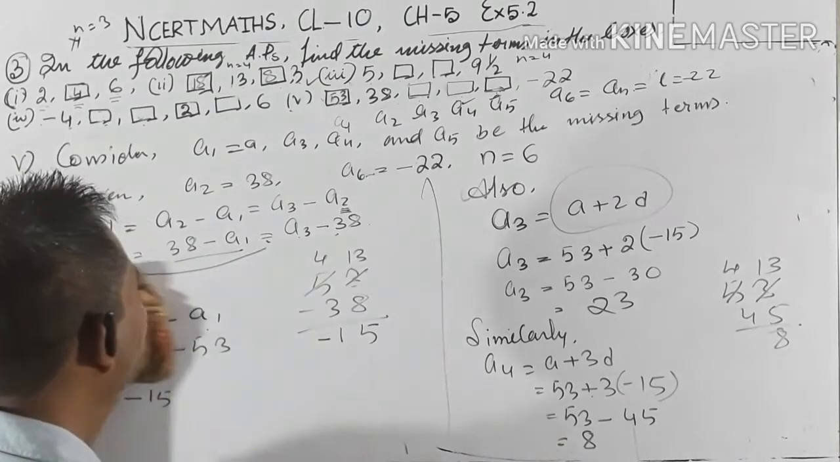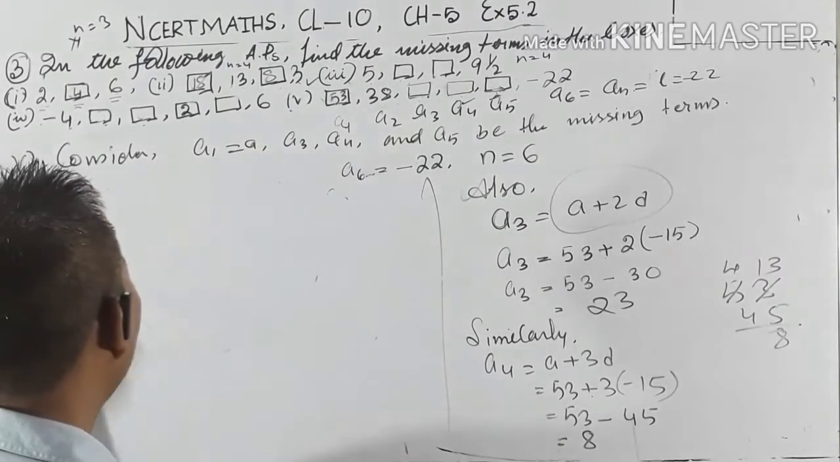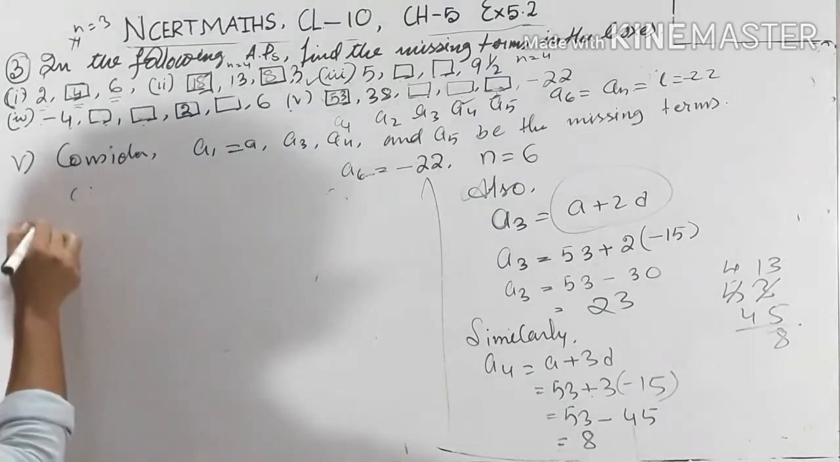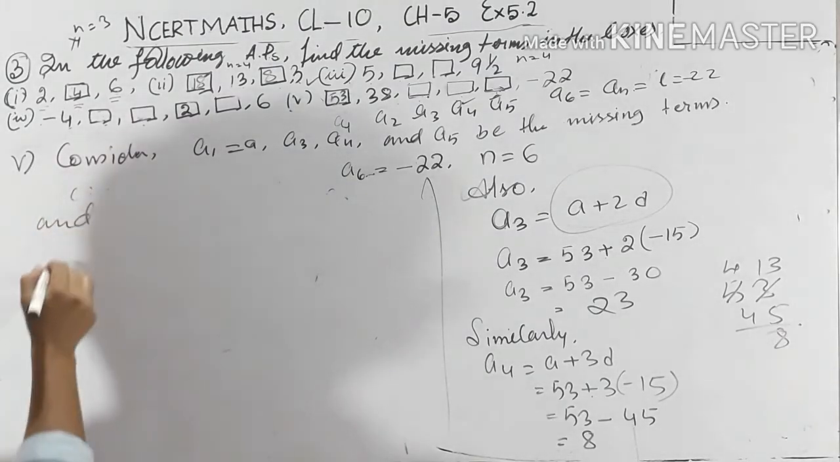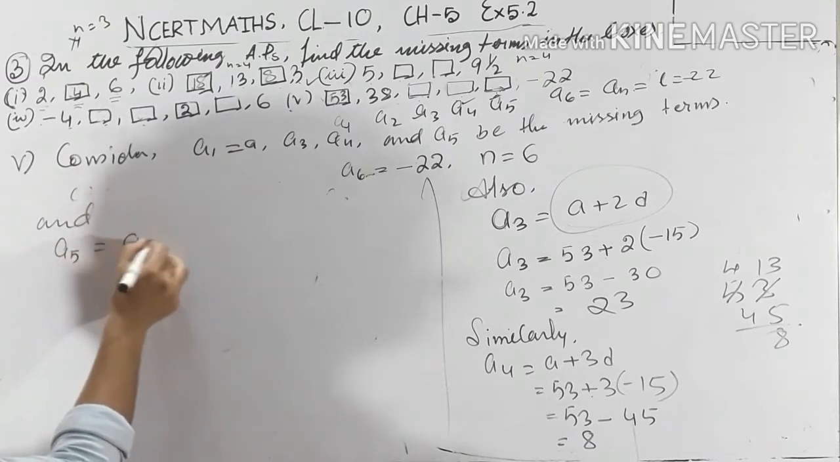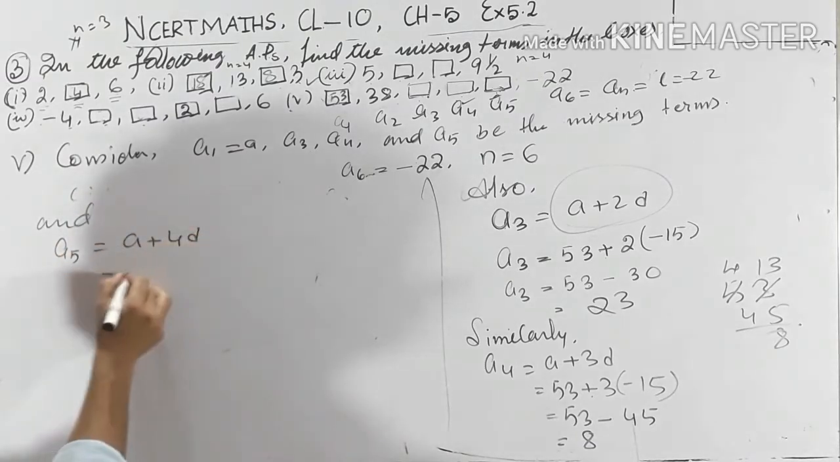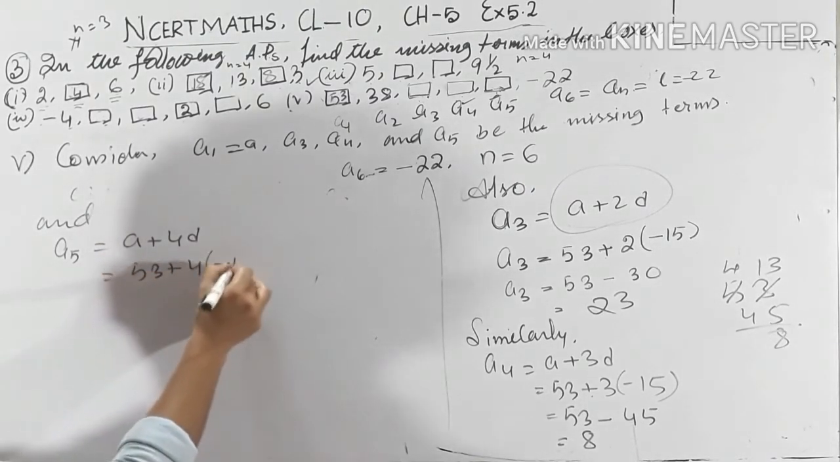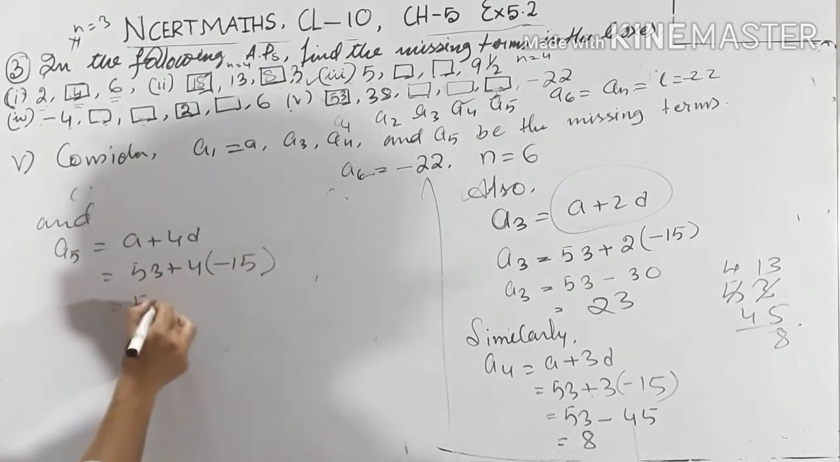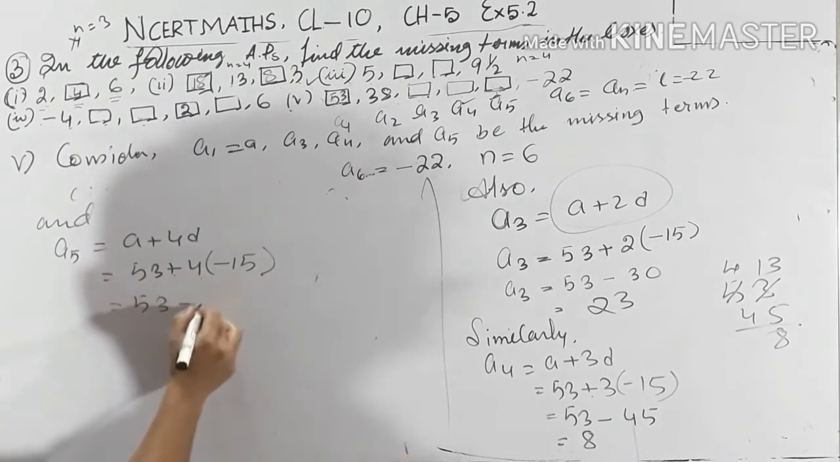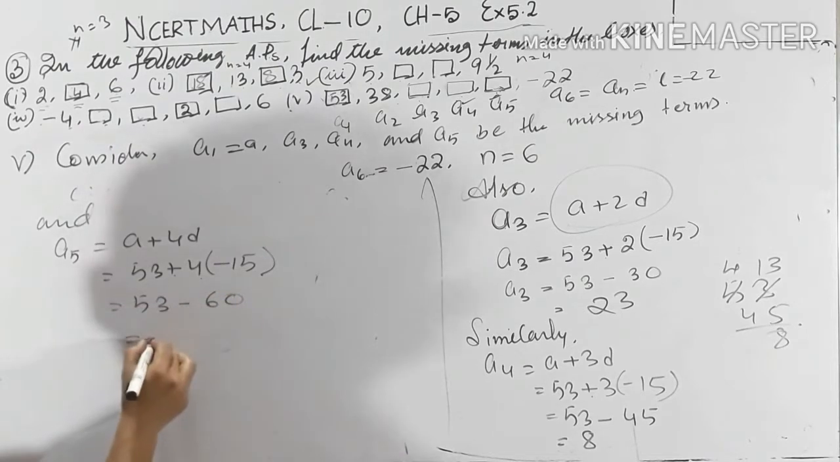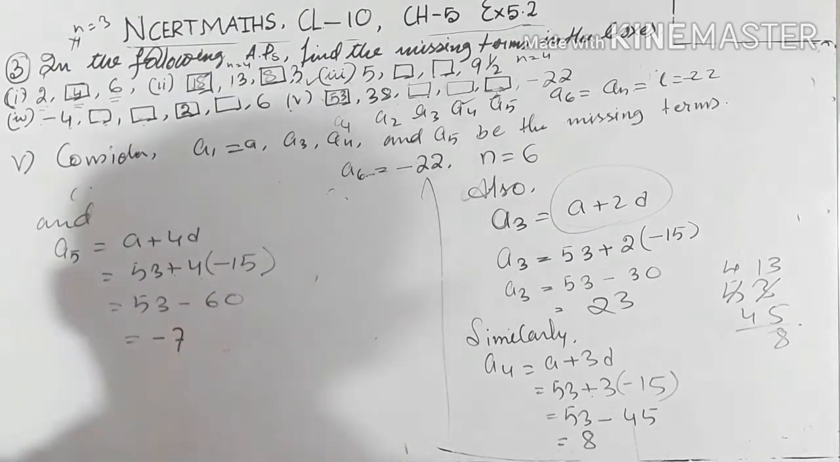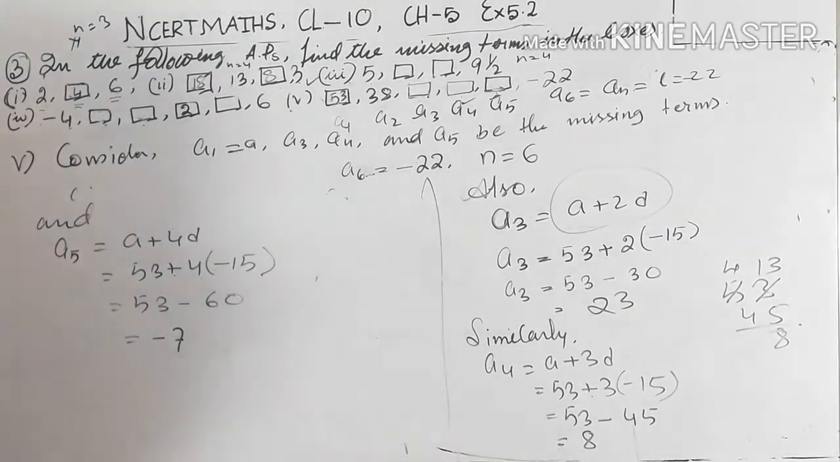One more term is left. What is that? Fifth term. The fifth term a5 is given by a plus 4d, right? That means the first term is 53 plus 4 times minus 15. So it will be 53 plus 4 times minus 15, that is minus 60, right? Then it will be minus 7. What is our fifth term? That is minus 7.